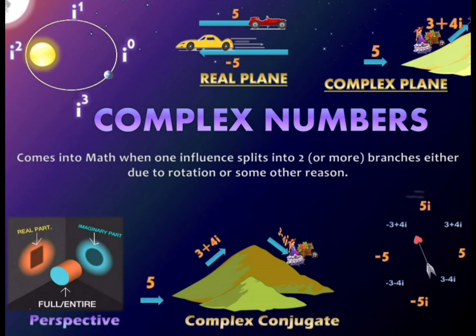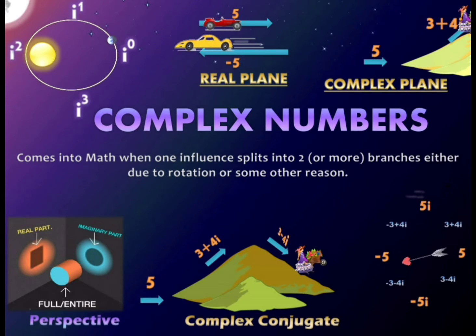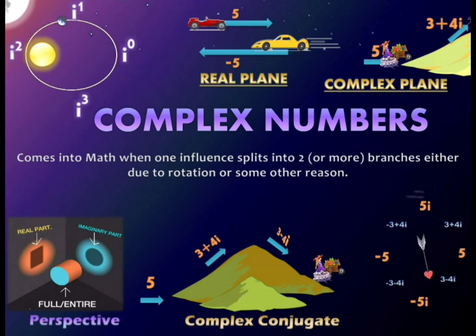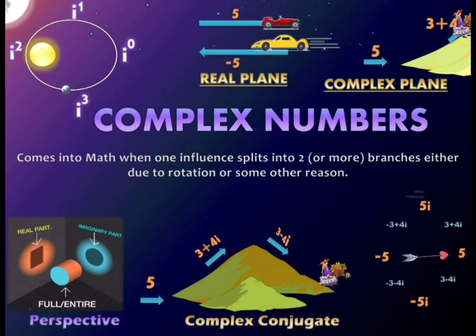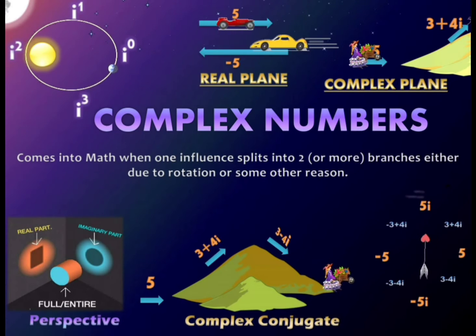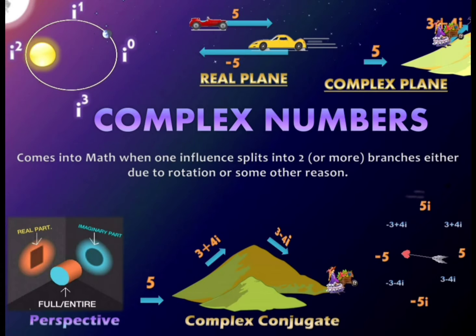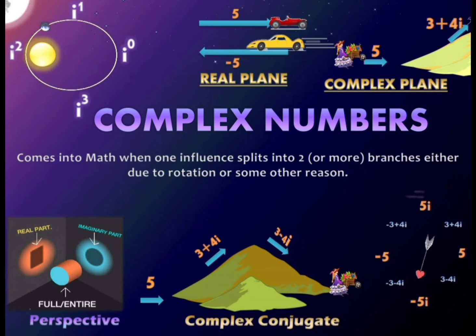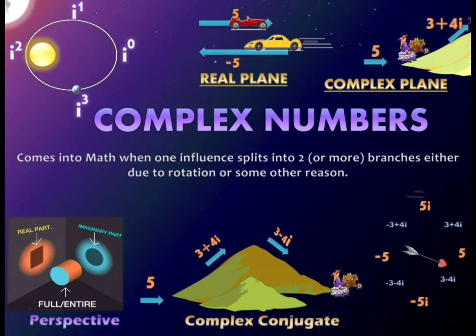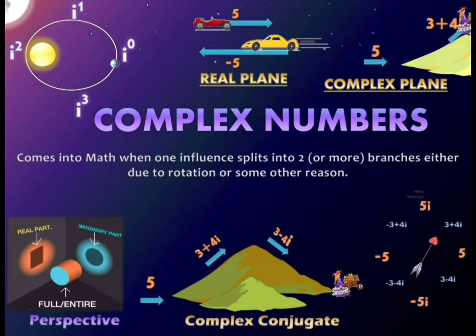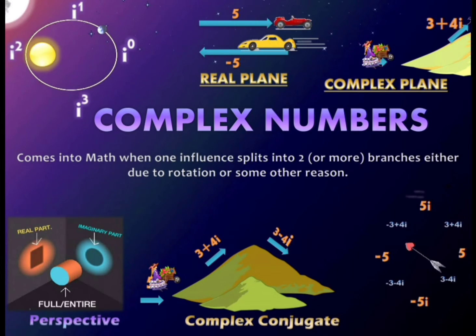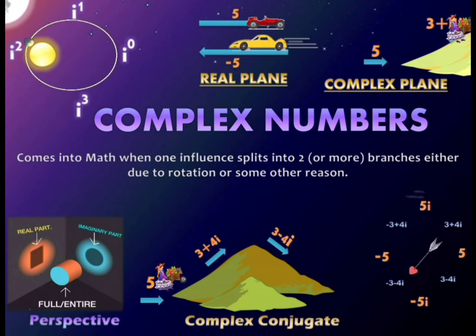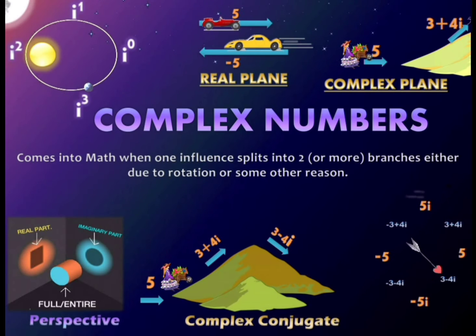parallel to each other. What if complex numbers can be visualized with the help of animations like you are seeing on the screen? i raised to 1, a rotation by 90 degrees. i raised to 2, a rotation by 180 degrees. i raised to 3, a rotation by 270 degrees. And i raised to 4, a full 360 degree rotation.